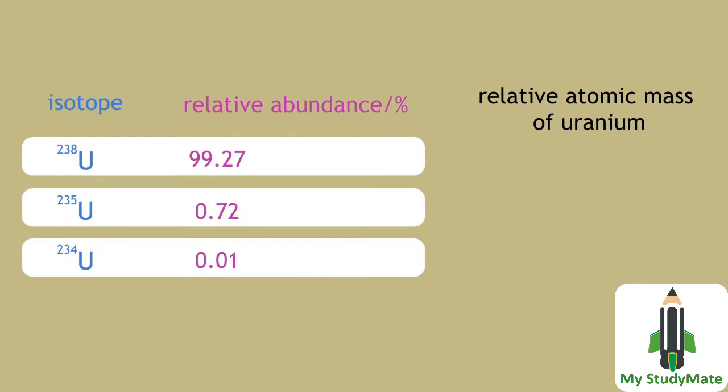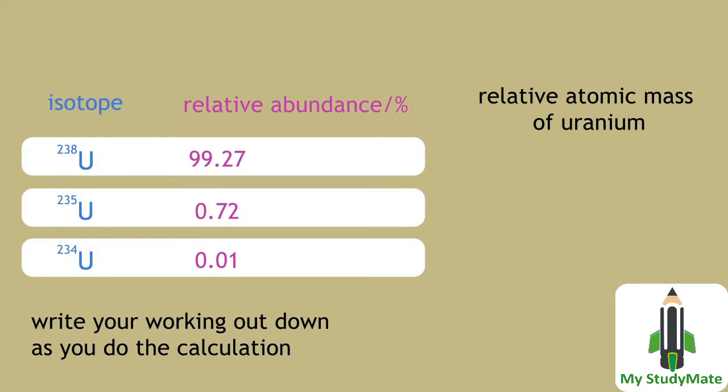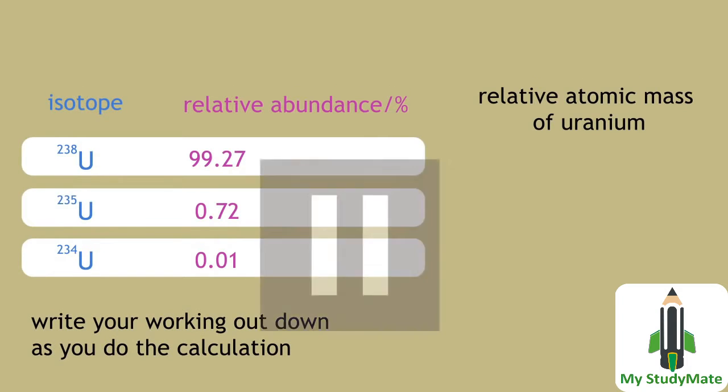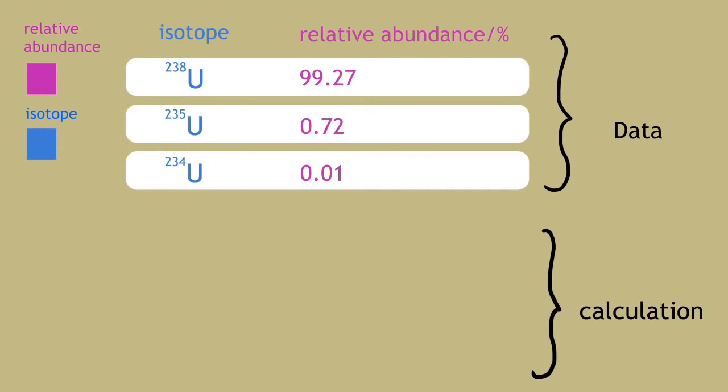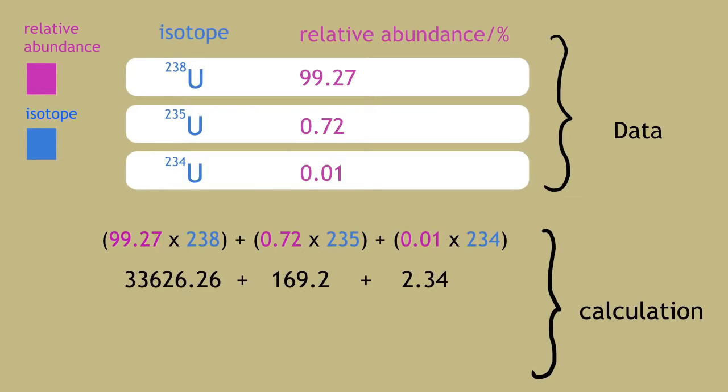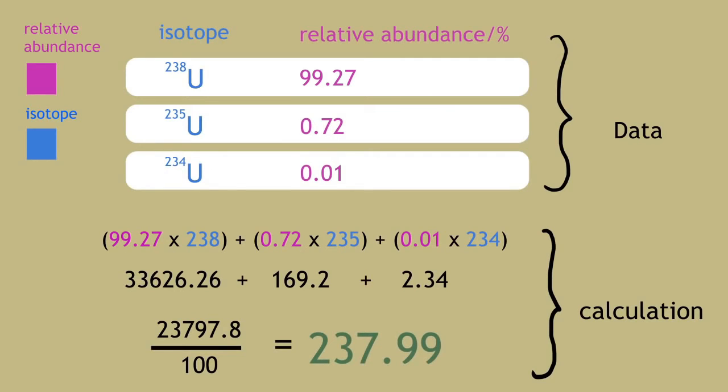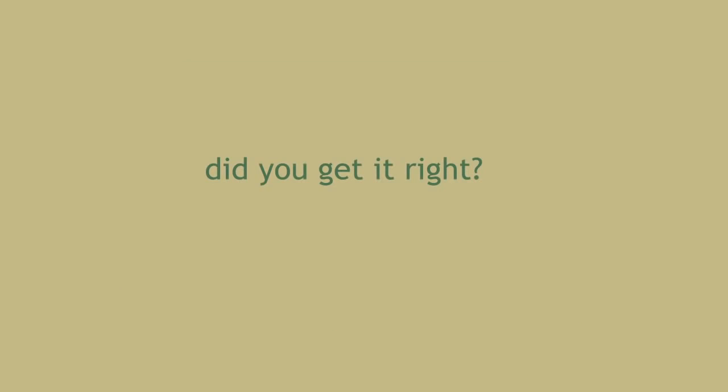Here is a challenge. From the following data, calculate the relative atomic mass of uranium. Pause and continue when ready. Make sure you write your working out down as you do the calculation. The correct answer and working out is displayed on the screen. Remember, you then have to divide this value by 100. That gave you 237.99. Did you get it right?